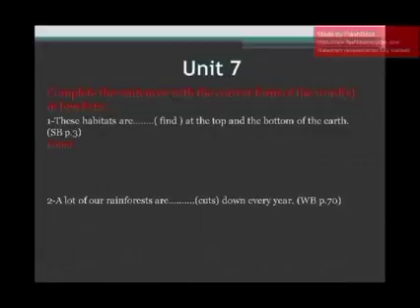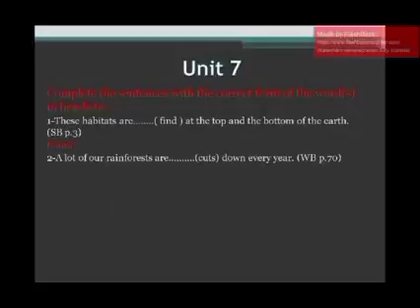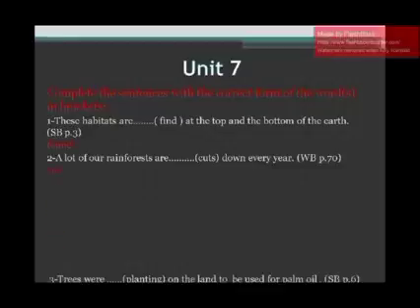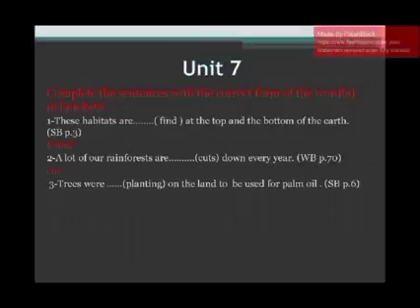Let's move to number 2. A lot of our rainforests are cuts down every year. Again, we have are, should be followed by the past participle of the verb cut, which is also cut. Number 3, trees were planting on the land to be used for palm oil. Here we use verb to be in the past, which is were. Again, it should be followed by the past participle of the verb plant, which is planted. So easy.